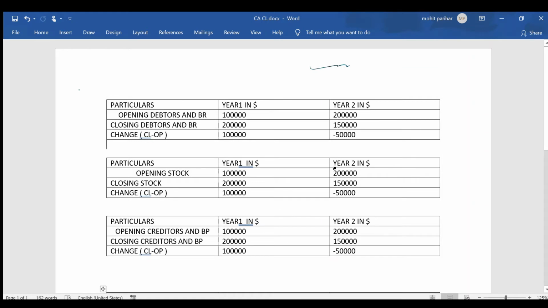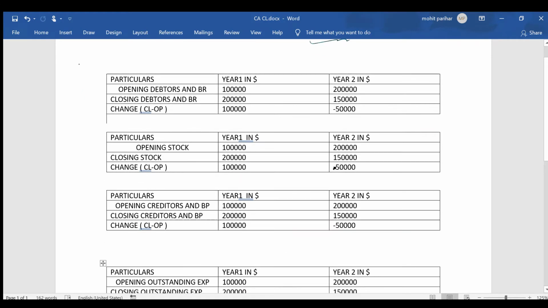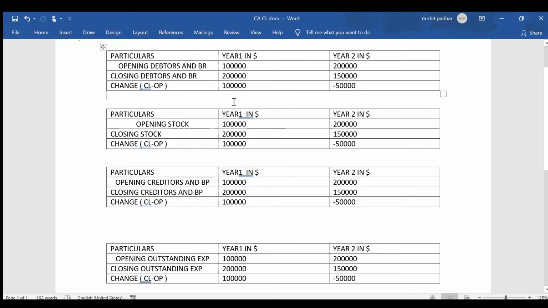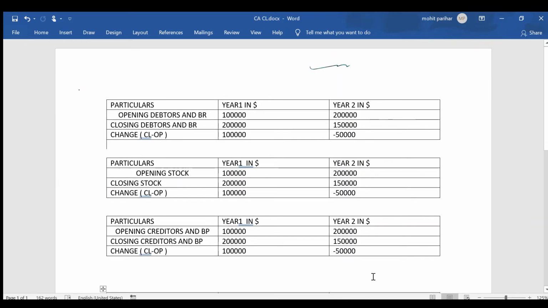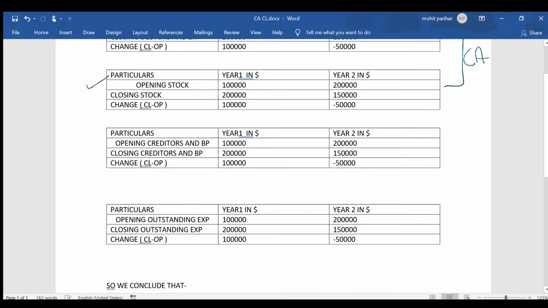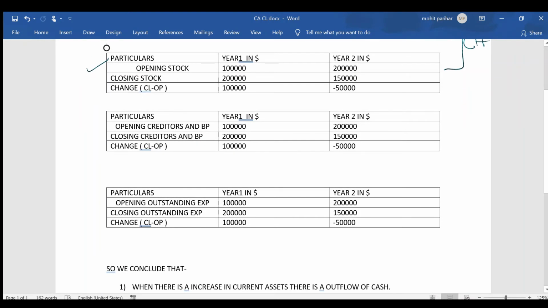Here are some statements showing opening and closing figures of current assets and current liabilities of two different years. Here I have considered two current assets and two current liabilities. The two current assets are these: the first one is debtors and the other one is stock. Below that there are two current liabilities given: one of them is creditors and the other is outstanding expenses.